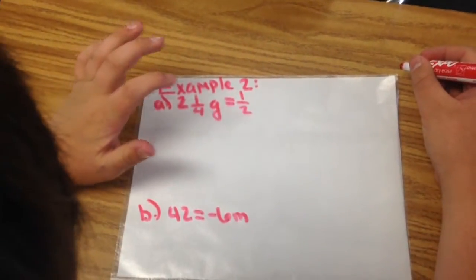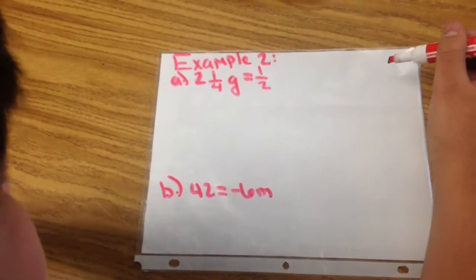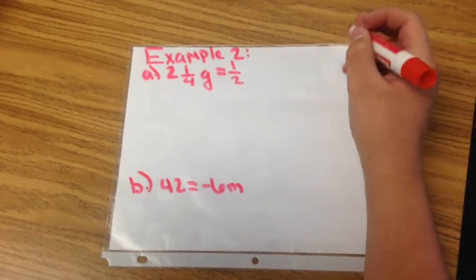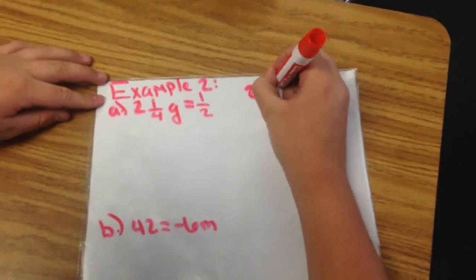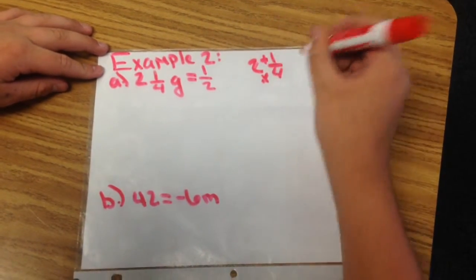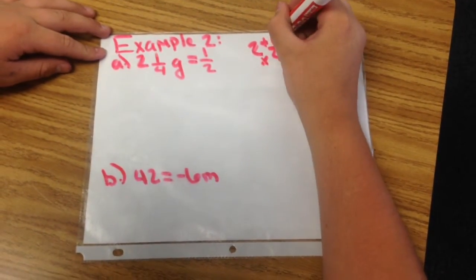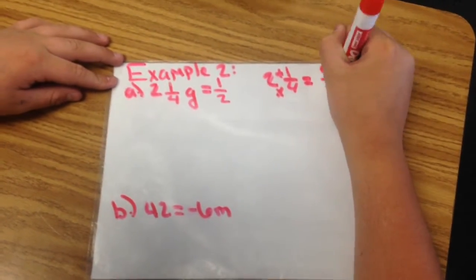Okay, so now in example 2, we're going to learn how to solve for g, but you have a fraction and a mixed number. So first you're going to want to change this mixed number, 2 and 1/4, into an improper fraction. I like to think of it, you multiply these two and then add here. So 4 times 2 is 8. 8 plus 1 is 9. So 2 and 1/4 equals 9 over 4.